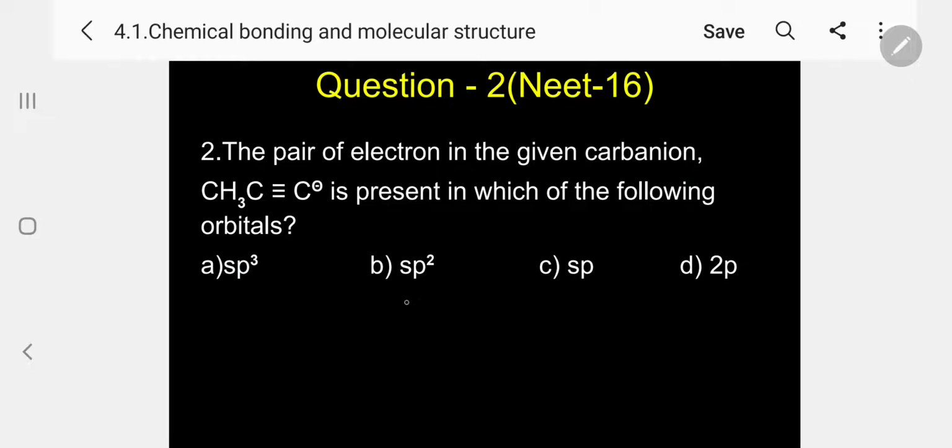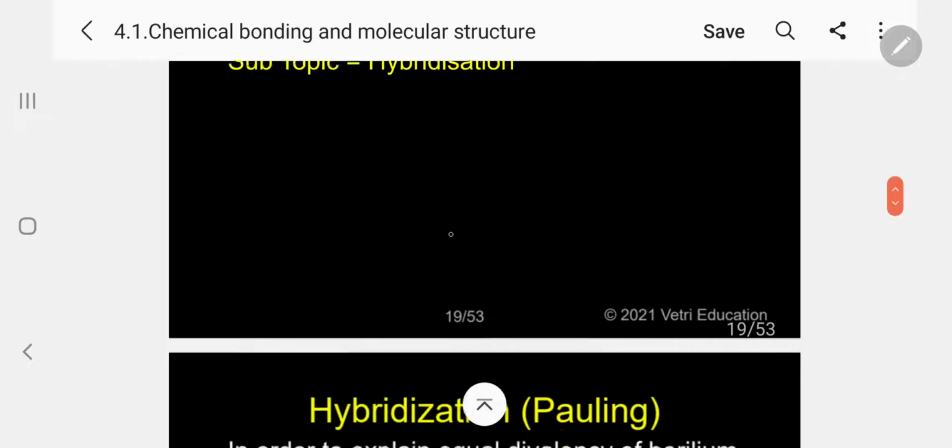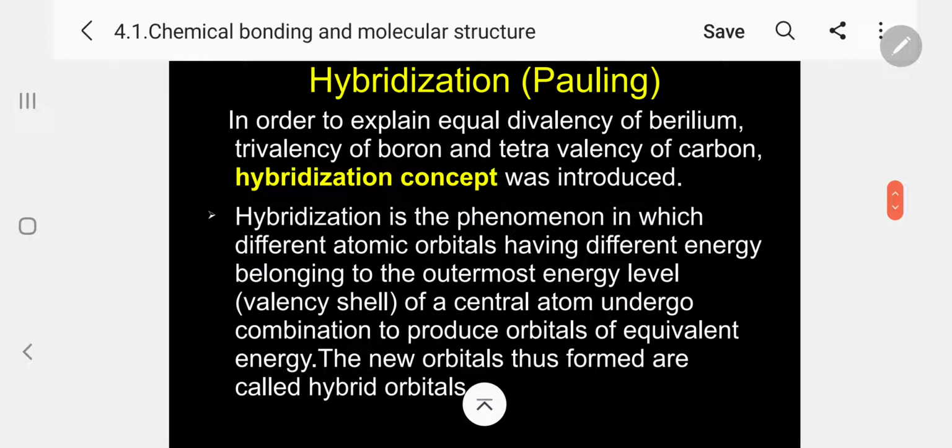Let me explain, as usual, under what topic this is asked. This question is asked under the chemical bonding and molecular structure unit, and the specific topic is hybridization. So we must know what hybridization is and what information we get from hybridization. Pauling introduced the hybridization concept in order to explain the equal divalency of beryllium, equal trivalency of boron, and equal tetravalency of carbon.